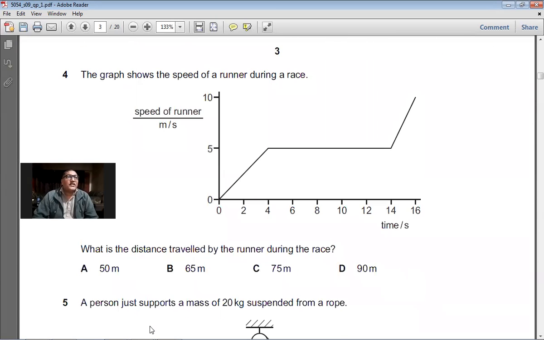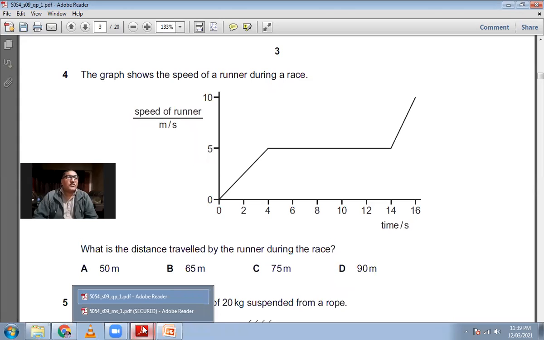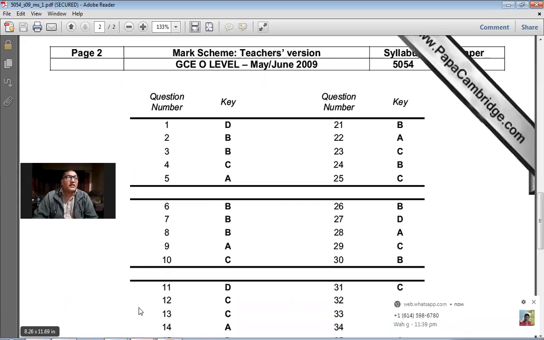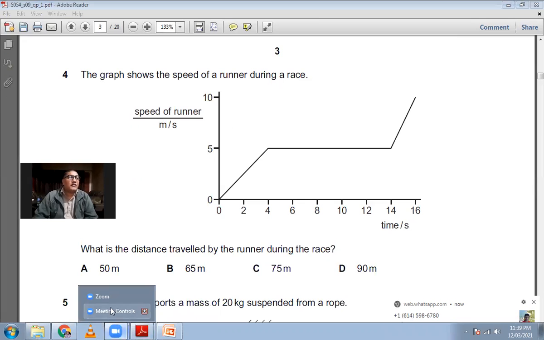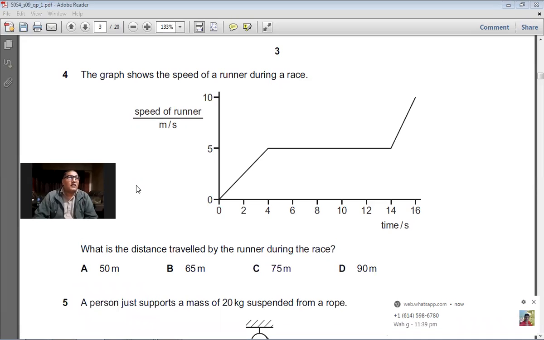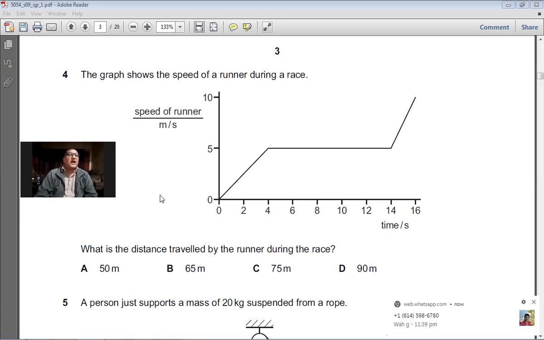So let's go to the next question. The next question coming up on your screen is question number 4. It says that the graph shows the speed of a runner during a race. So it's a speed time graph. What is the distance traveled by the runner during the race?